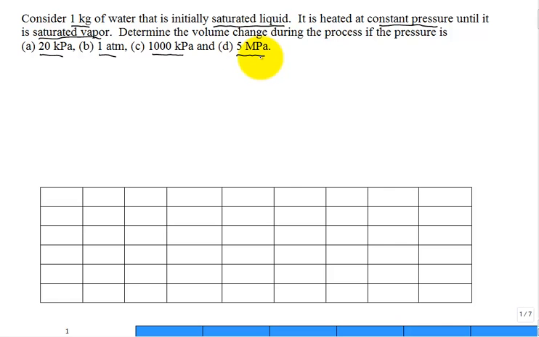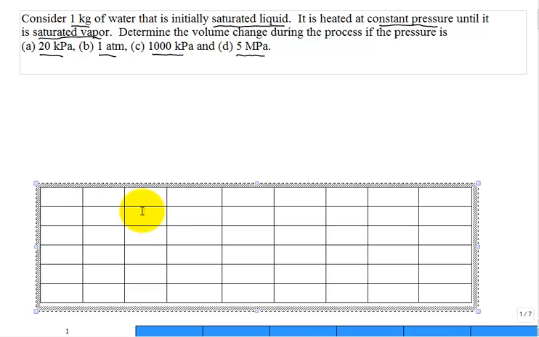To help organize the information, construct a table down here. This is a suggestion. In that table, I'm going to put the pressure, and I'm going to put it all in a common unit of pressure, kilopascal. Then I'm going to leave a space here, and then we're going to go to the tables, and we're going to get V sub F.